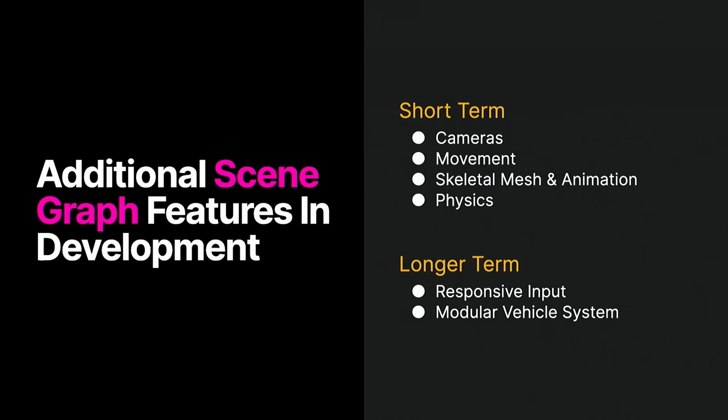So we're also working on a lot of other types of things we want to expose via the scene graph. Cameras, movement, skeletal mesh, and animation and physics are some of the ones we will release later this year. And then longer term, we also want to do things with responsive input and modular vehicles.